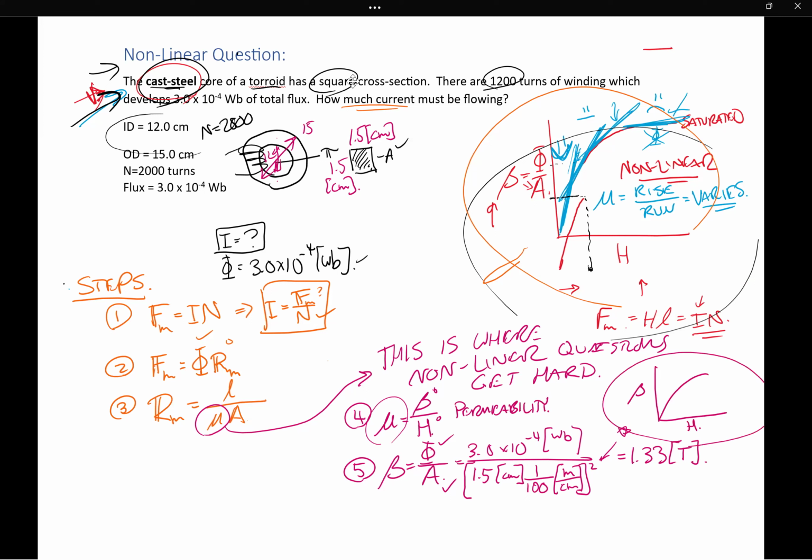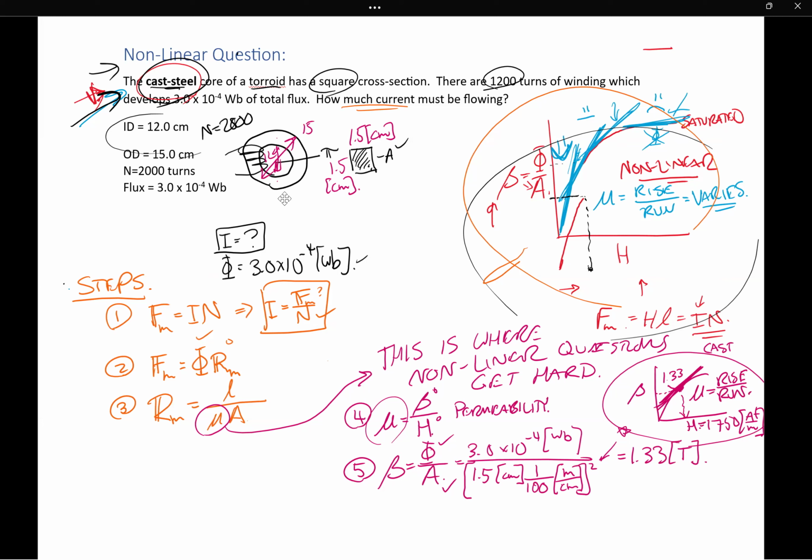And so permeability is the slope here. It's the slope, which is rise over run. What is H when I hit it? It's actually 1750 on the chart that I looked at from the curve. So it is rise over run, and it is going to be then 1.33 over H. And I think at this point, I can kind of go backwards and substitute in.